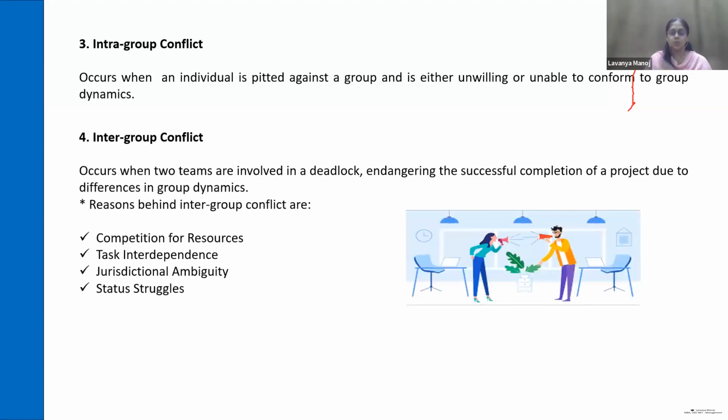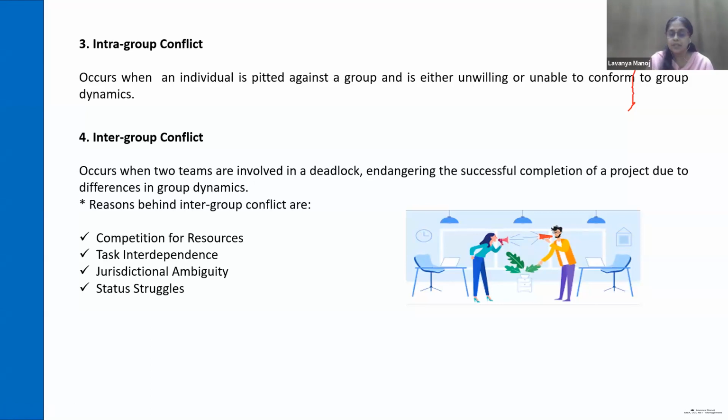Intergroup, that is between two groups, two departments, two various levels of management. Whatever it can be, okay. So the reasons behind intergroup conflict: competition for resources. There is a limited number of resources available, or very valuable resources available. So who is going to make use of the resource first?